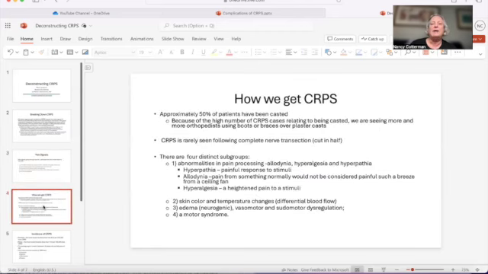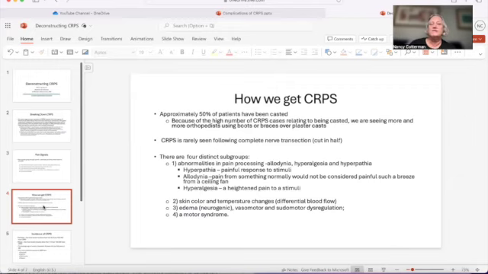So, how do we get CRPS? About 50% of all people with CRPS have been casted. We are seeing more and more orthopedists using boots and braces rather than plaster casts. Not only was I in a plaster cast after the fracture, I was also placed in a plaster cast after my foot was fused. CRPS is rarely seen following a complete nerve transection, which means the nerve is cut in half.